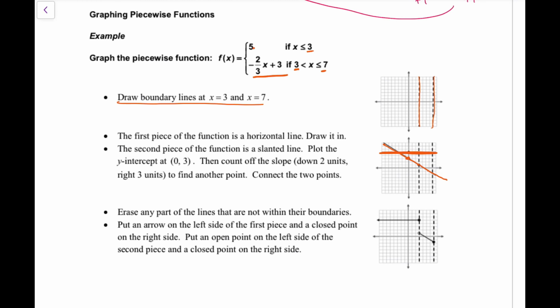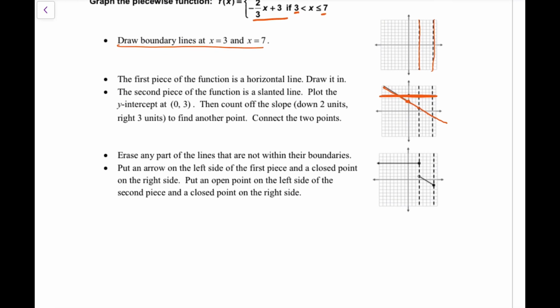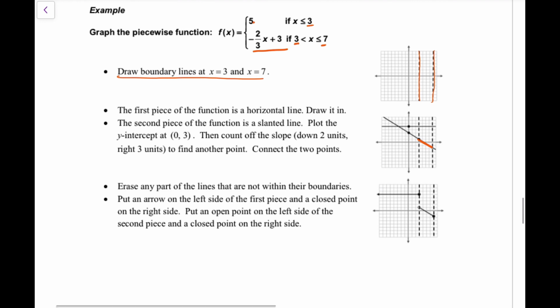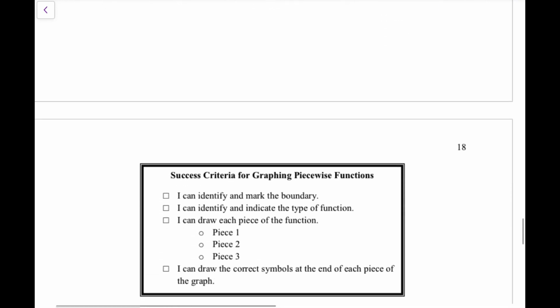So then we're gonna erase any part of the lines that are not within the boundary. Okay, so I'm gonna take this and erase. So I only have this piece. The only part of this graph is gonna be here. And when it's less than or equal to 3, we get this graph here. And so when we're done, we have this piece and this piece here.